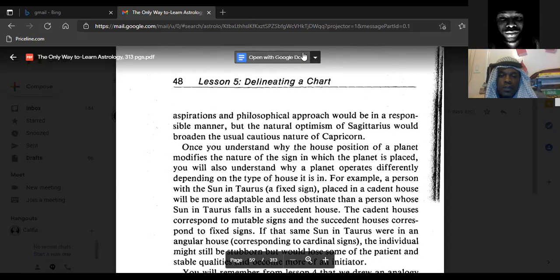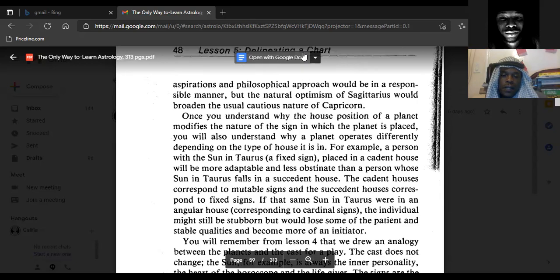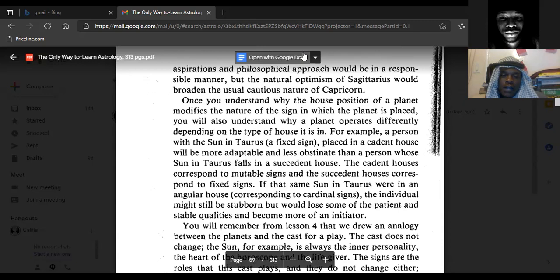Once you understand why the house position of a planet modifies the nature of the sign in which the planet is placed, you will also understand why a planet operates differently depending on the type of house it is in. For example, a person with the sun in Taurus, a fixed sign, placed in a cadent house will be more adaptable and less obstinate than a person whose sun in Taurus falls in a succedent house. The cadent houses correspond to mutable signs, and the succedent houses correspond to fixed signs. If that same sun in Taurus were in an angular house corresponding to cardinal signs, the individual might still be stubborn, but will lose some of his patient and stable qualities and become more of an initiator.